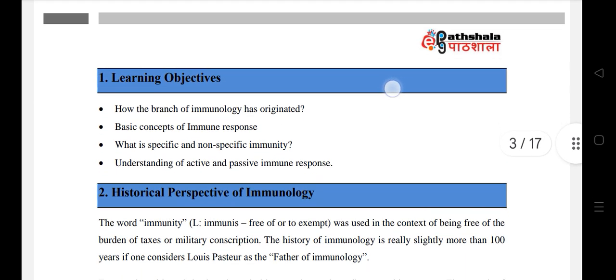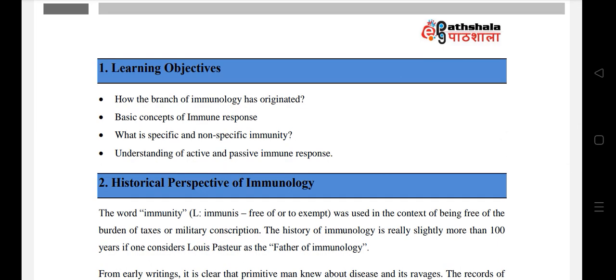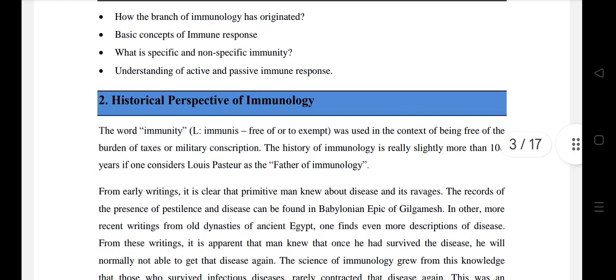So let's start. How the branch of immunology has originated, basic concepts of immune response, what is specific and non-specific immunity, understanding of active and passive immune response. So first let's have some historical perspectives of immunology.